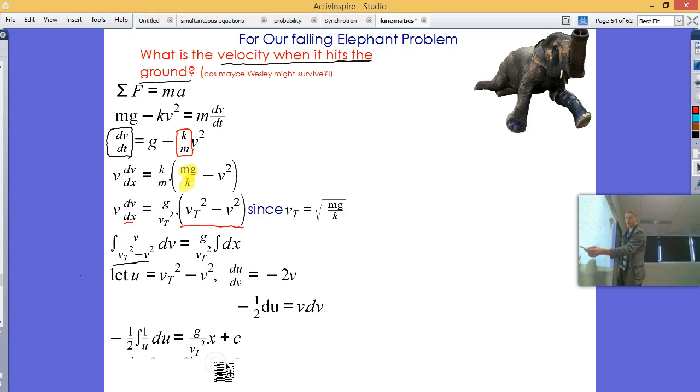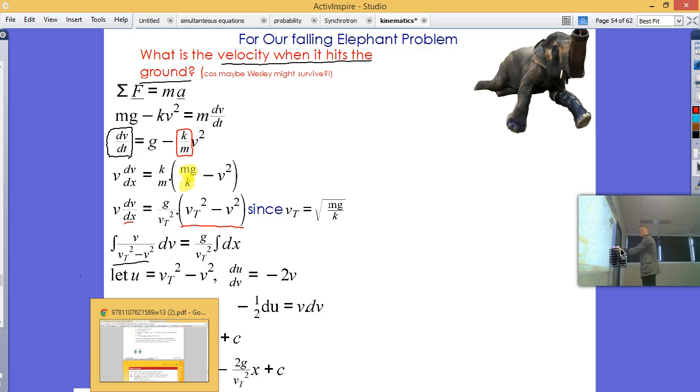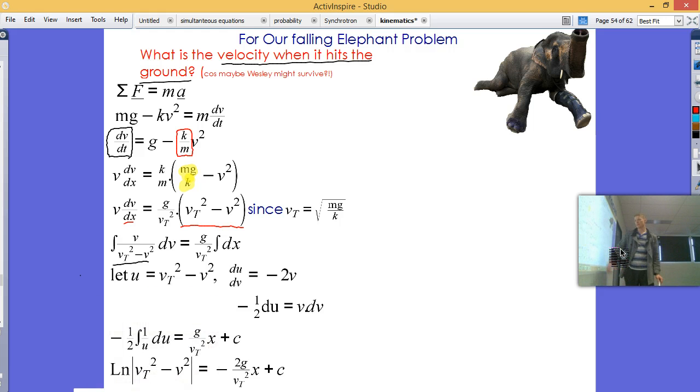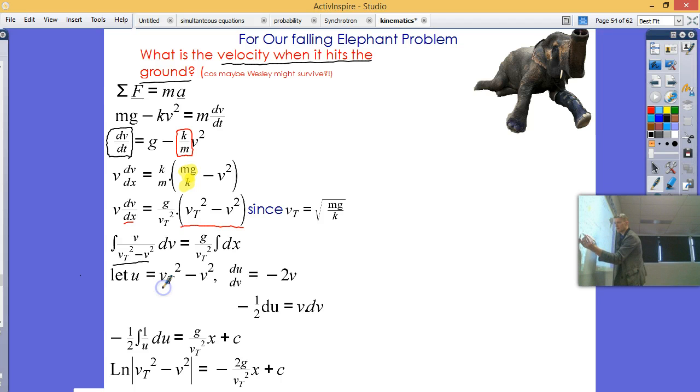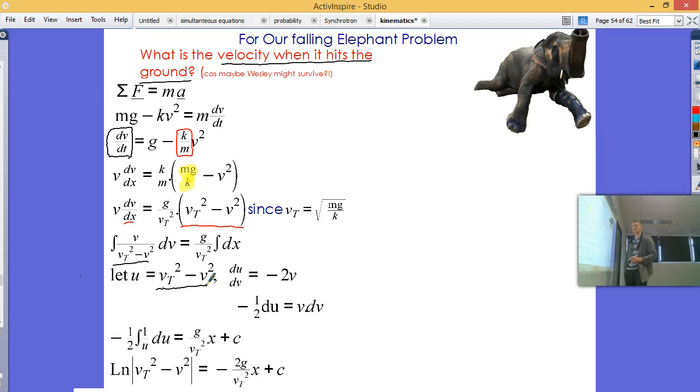And 1 over u, the integral of that is a log function. And so I'll have that log there, and when I substitute u back in, my u is the vt squared minus v squared, and I'll have this nice thing. So I'm up to this part and I'm considering, well, that's pretty good so far.